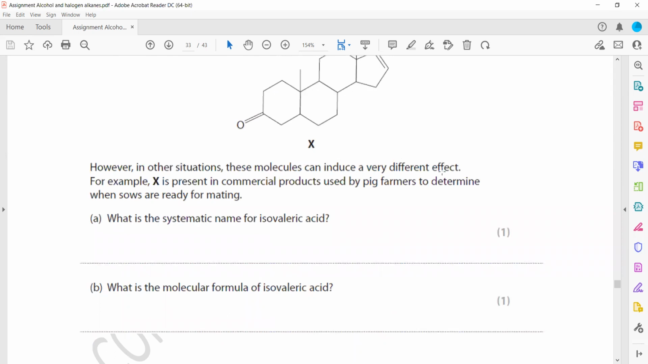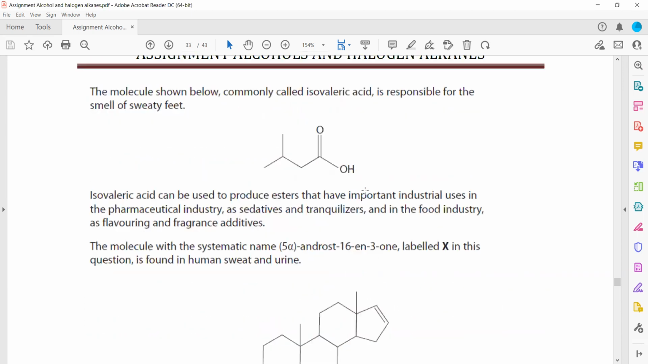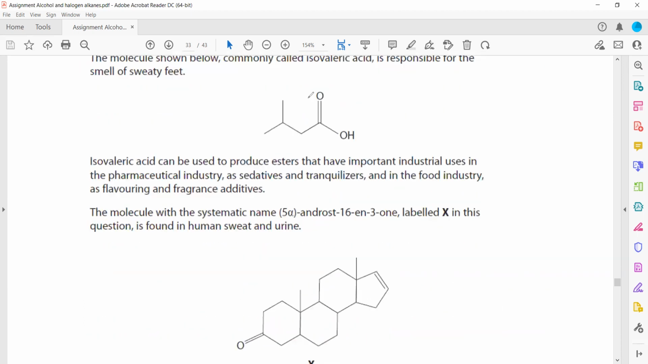What is the systematic name? We have to work out the systematic name for isovaleric acid. So this is isovaleric acid, systematic name. So this is 1, 2, 3, 4. At the third position, we have a methyl group, so it is 3-methyl. And 1, 2, 3, 4 carbons are there, so it is but-, with a single bond, -an-. And because of this functional group, it will be -oic acid. So it is 3-methylbutanoic acid.